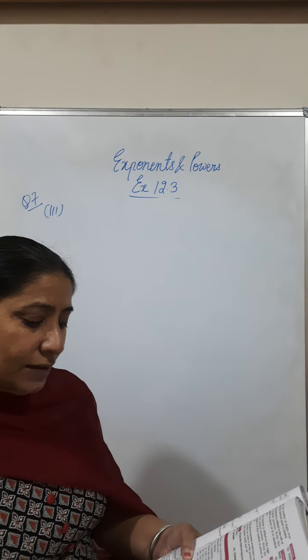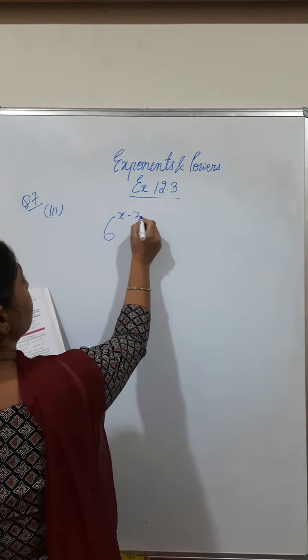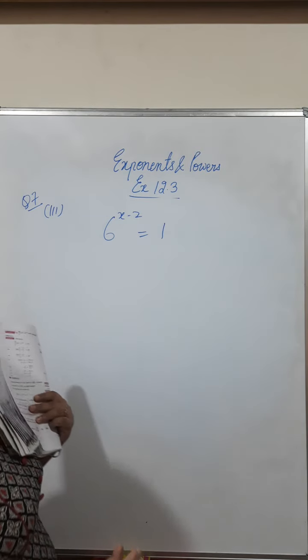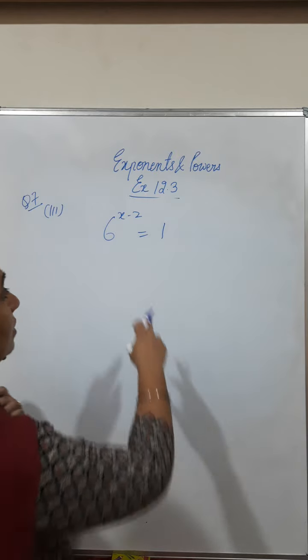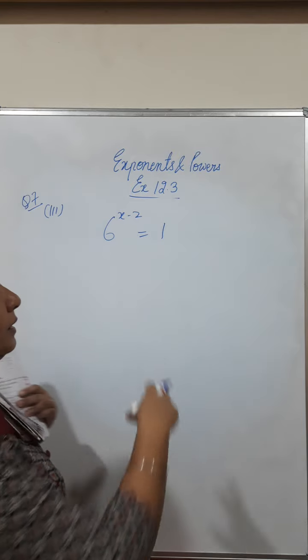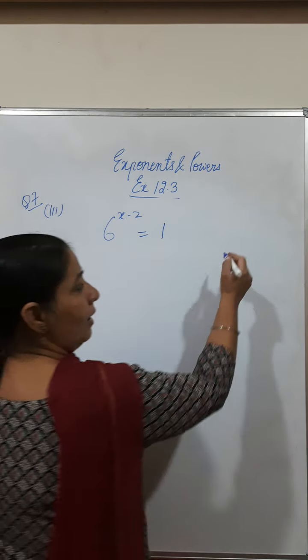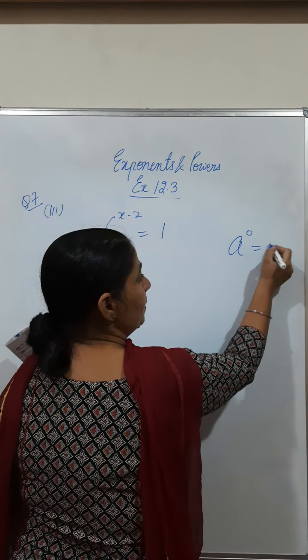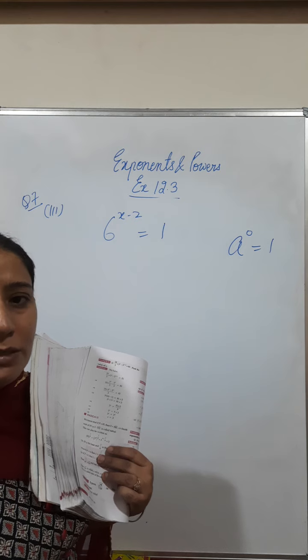Haanji beta, question number 7, part 3. It is given to you 6 raised to power x minus 2 is equal to 1. Beta, now a question arises in the mind: when the bases are same, only then we equate the powers. But here it is 1, how can I equate it to 6? But then I have another law which I keep in mind: any number raised to power 0 is always equal to 1.